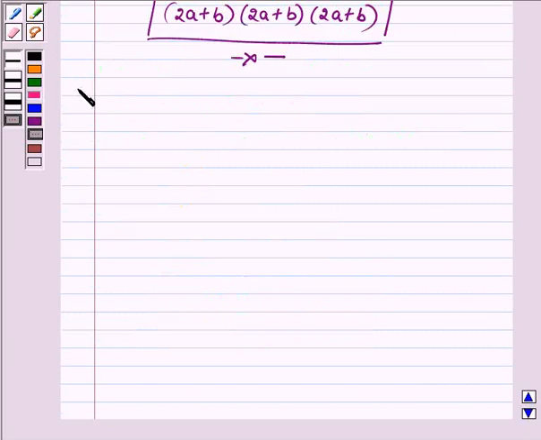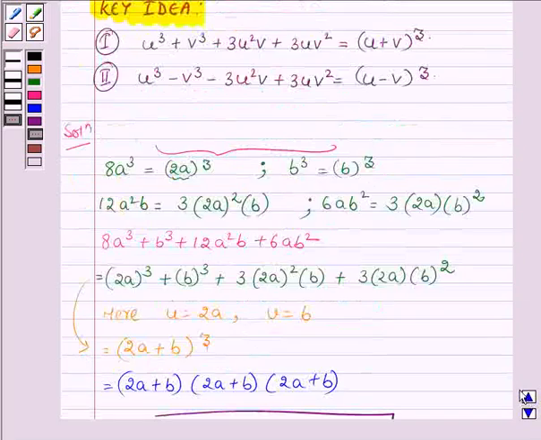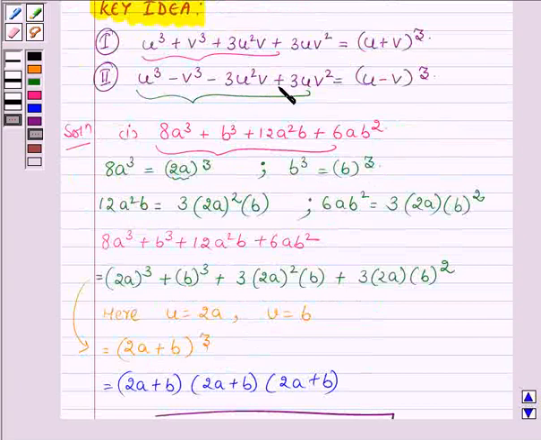And now proceeding on to the second part, where we have 8a cube minus b cube minus 12a square b plus 6ab square. Now again we will try to write it in the form of the left hand side of the second identity, which is u cube minus v cube minus 3u square v plus 3uv square so that it can further be written as u minus v whole cube.